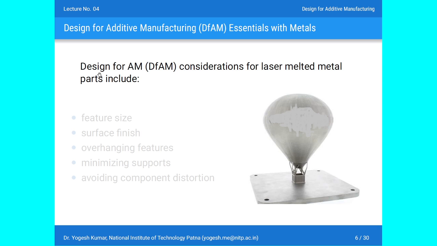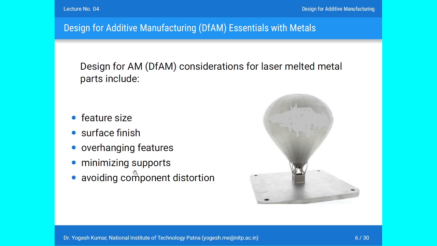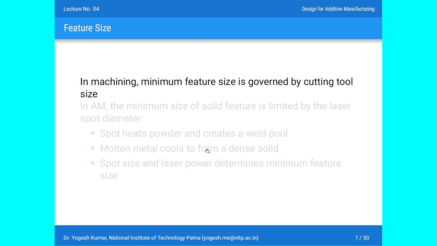Okay, so for say the case of laser melted part, we are talking about the SLS process. These are the major issues or major components in DFAM for metal additive manufacturing processes: feature size, surface finish, overhanging features, supports, as well as component distortion. Coming to the first component, that is the feature size.